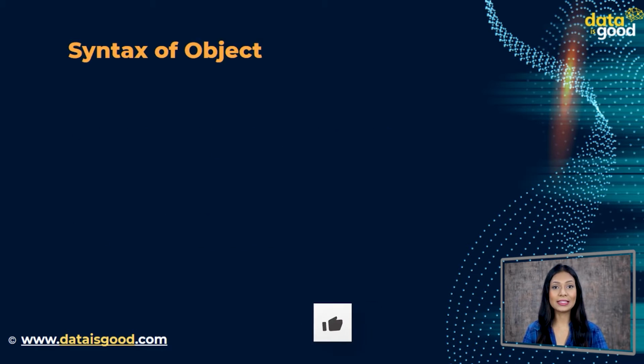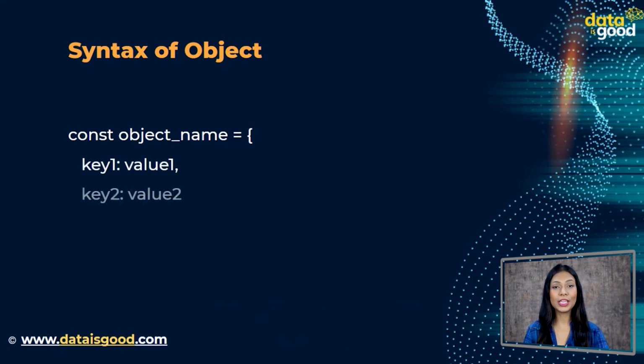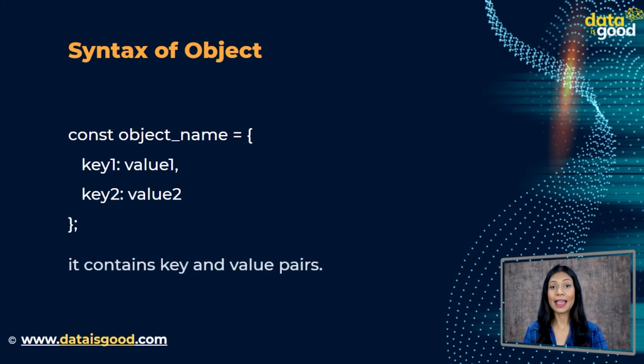The syntax of an object is: const object_name equal to, in curly braces, key1 colon value1, key2 colon value2. We used const because we do not want to change anything in our object in further code. Then comes the name of our object, and it contains key and value pairs.